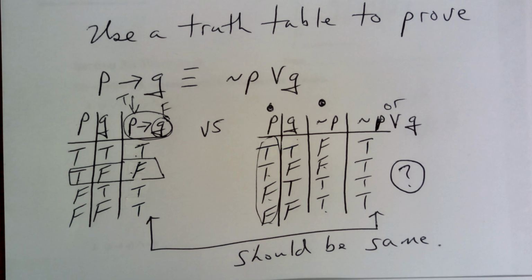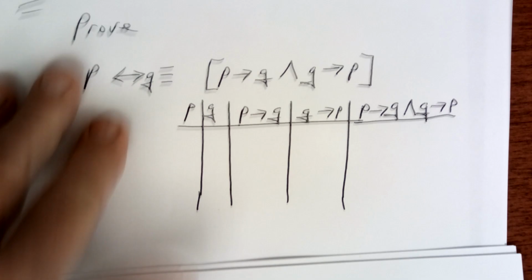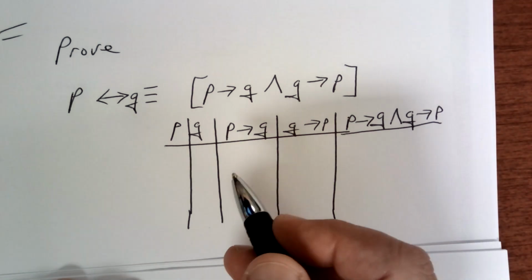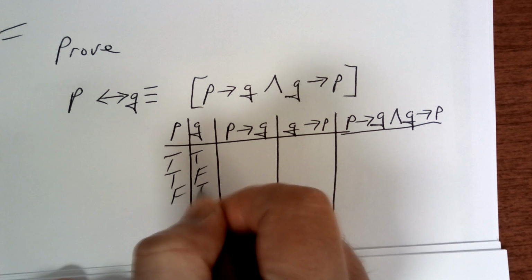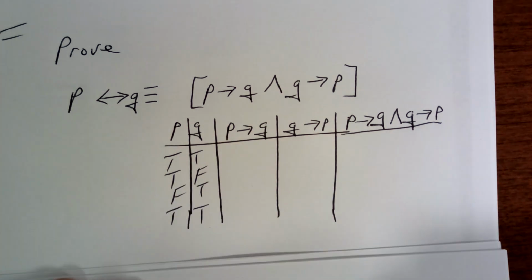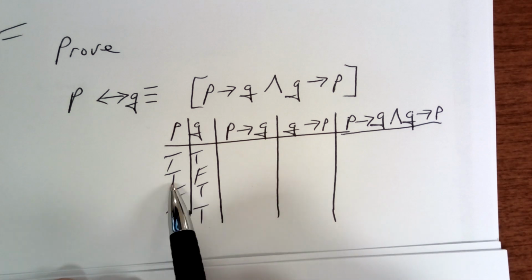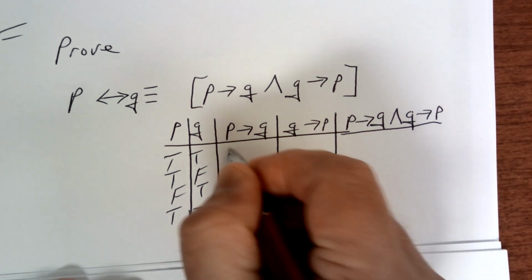Let's go to this one here. Fill out this truth table here. Well, this one right here is going to be true, true, true, false, false, true, and true, true. Well, P implies Q. Remember, the only one that's going to fail is this one, where the first part is true, the antecedent, and the conclusion is false. So that would be false. The rest should be true.